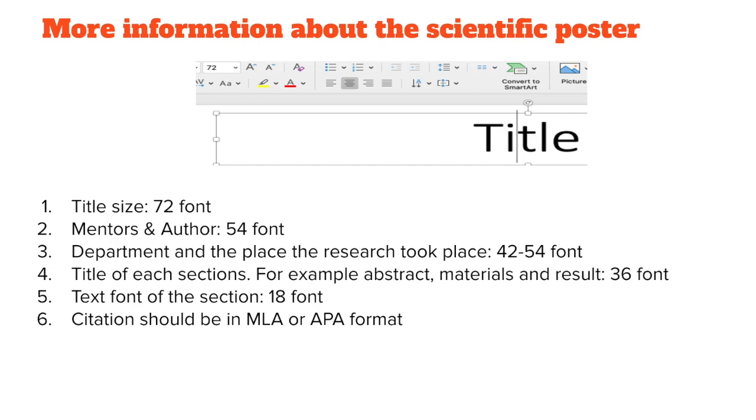Number 4 is talking about the title of the section. So I'm talking about the abstract, materials, methods, results, conclusion. All those should be 36 font. As you guys can see, you can highlight it and change the font. Text font of the section: text should be the things that go under the abstract, and all those things should be 18 font.